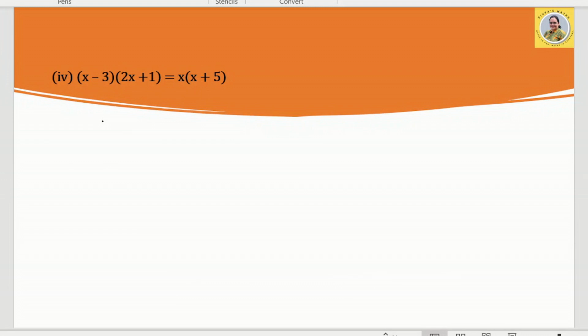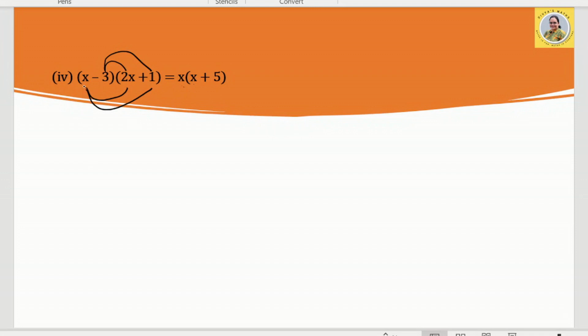Now let us solve the next question. To remove the brackets, first we will multiply x with 2x, then we will multiply x with 1. In the same way, first we will multiply minus 3 with 2x and then we will multiply minus 3 with 1. In the RHS, you will multiply x with x and x with 5. So let us remove the brackets here.